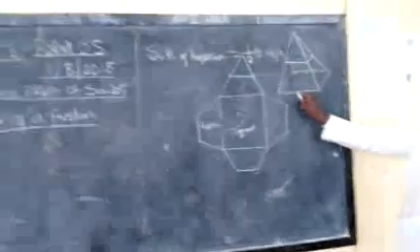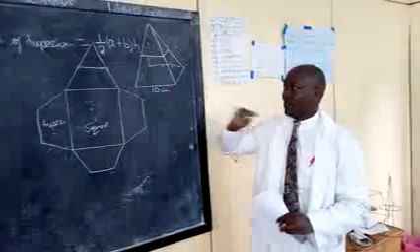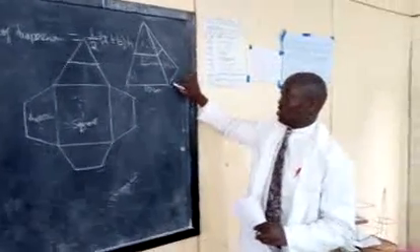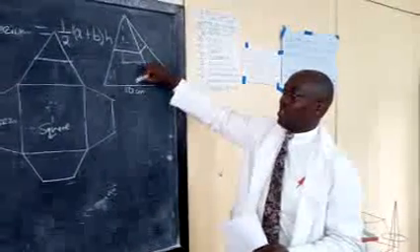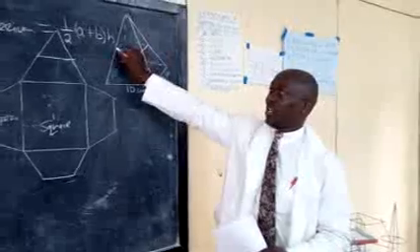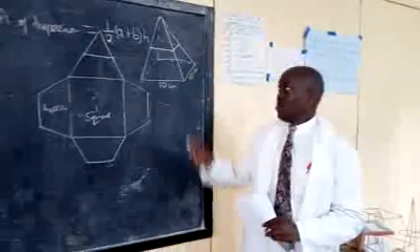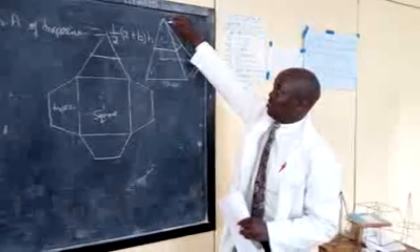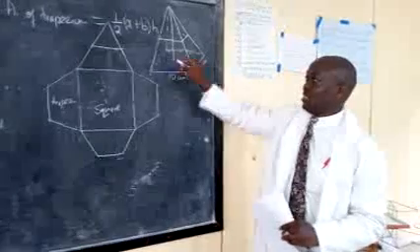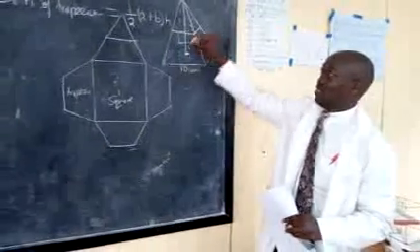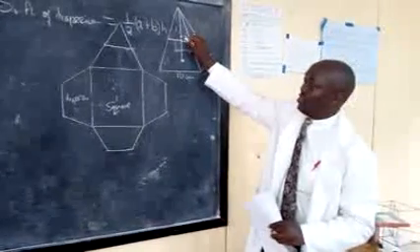If you know the length of this one, let's say it is 10 centimeters here. You know this one is 10 because it's a square. And then you want to get the length from here to here. How will you get it? Maybe you've been given the height. The height of this one up to the top is, let's say, 15 centimeters.